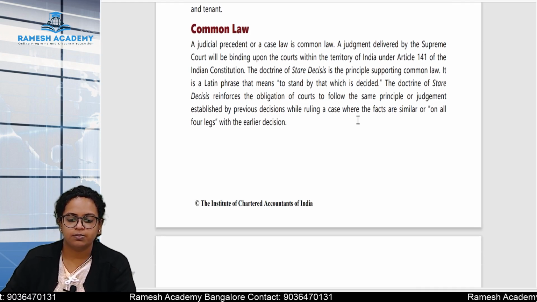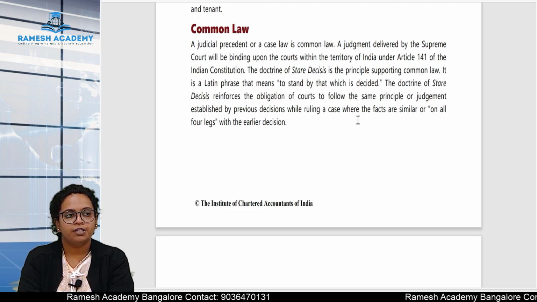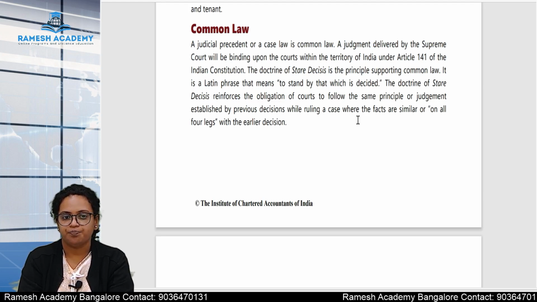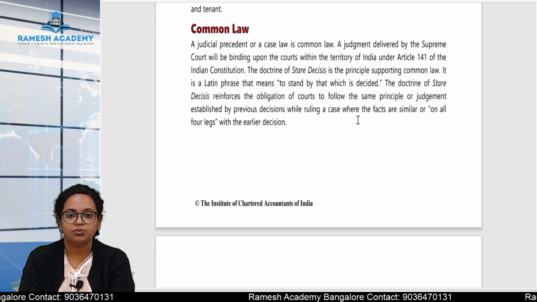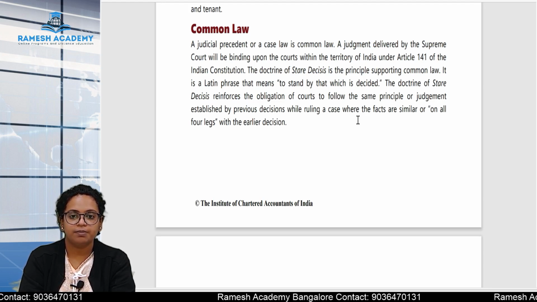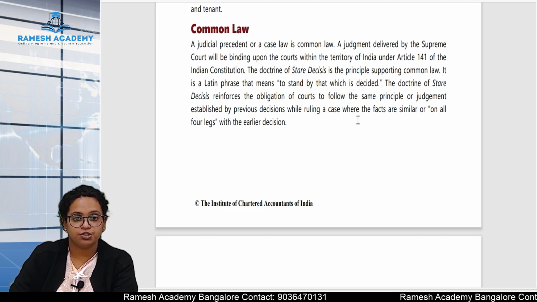It is nothing but this: whenever there is a particular case which is similar to a case which has already occurred, and the bases are all similar, then the ruling shall be the same. Where the facts are all similar, it has to take the same decision as the previous decision was taken.